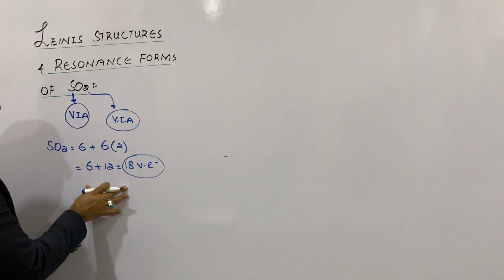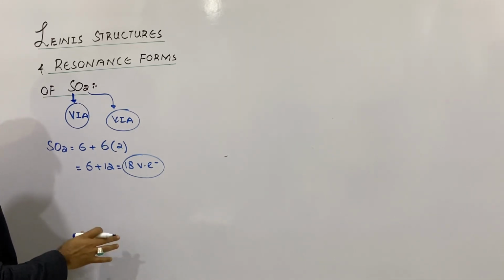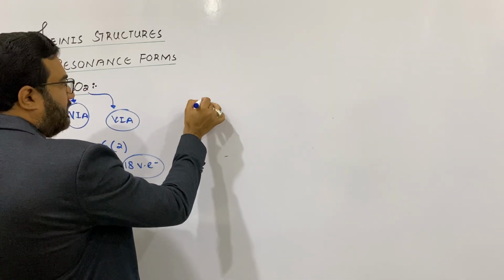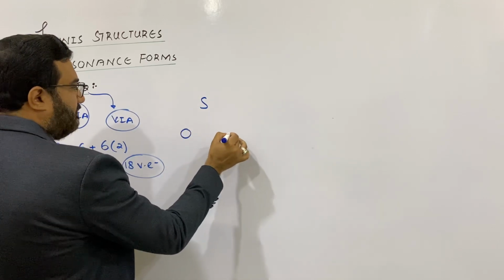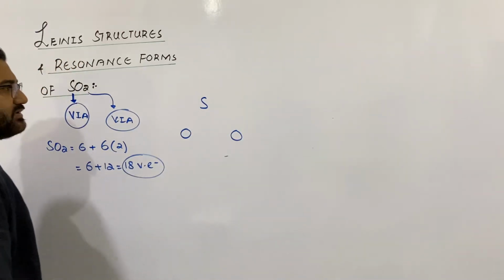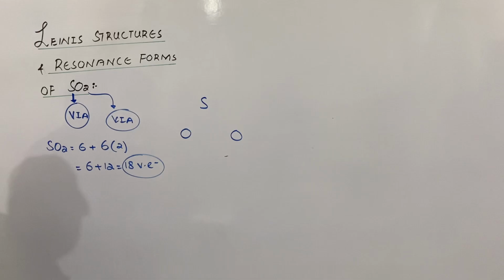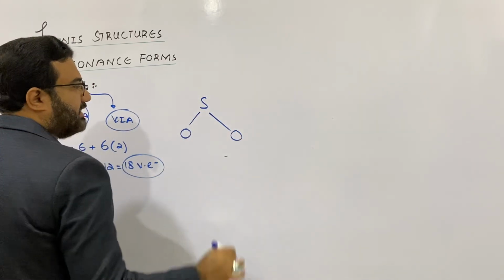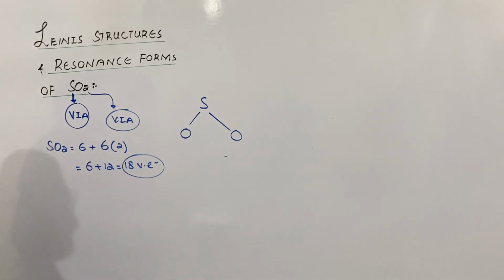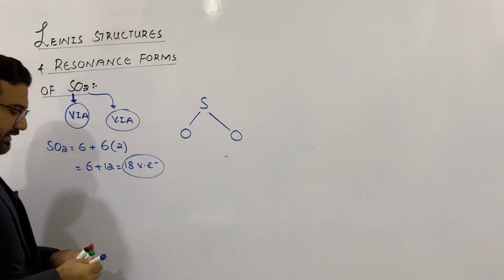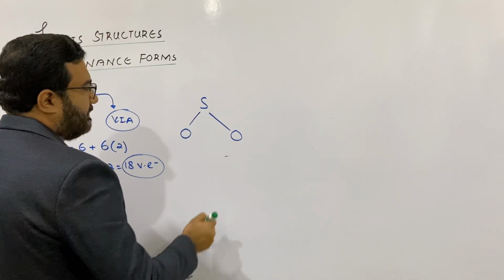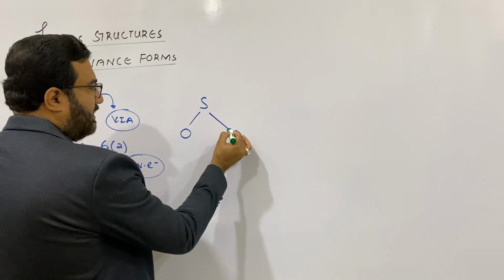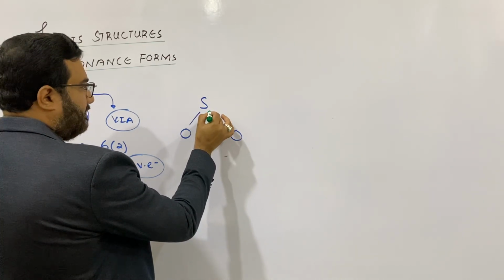After calculating the number of valence electrons in a molecule, now you will write down its skeletal formula, including the symbols of the elements in that molecule. And then you will join the atoms through single bond. After joining the atoms through single bond, now you will complete the octet of the atoms. Single bond means there are two bonding electrons here.